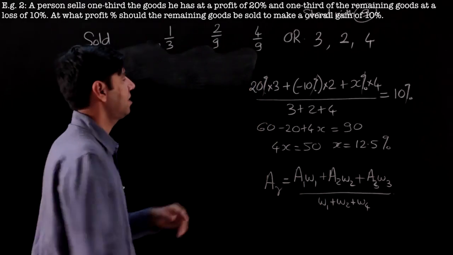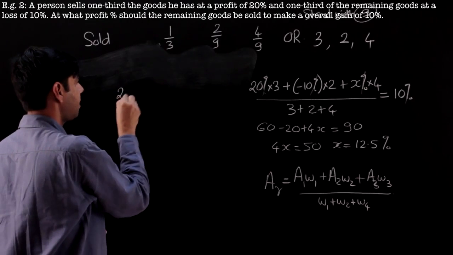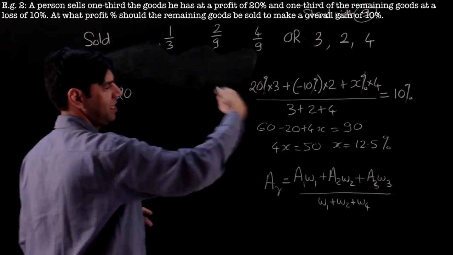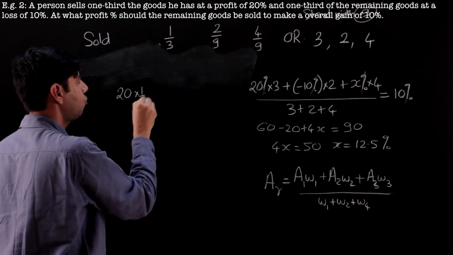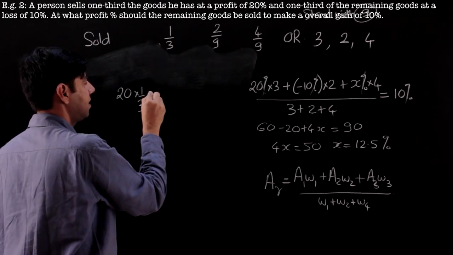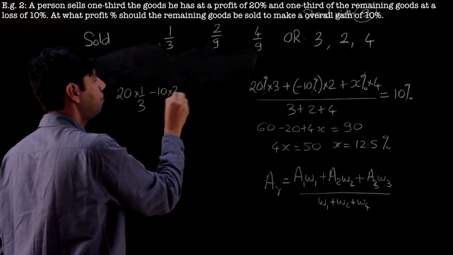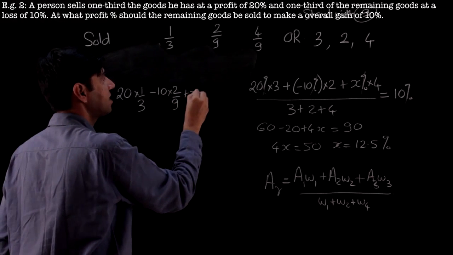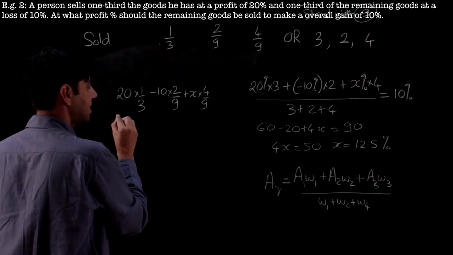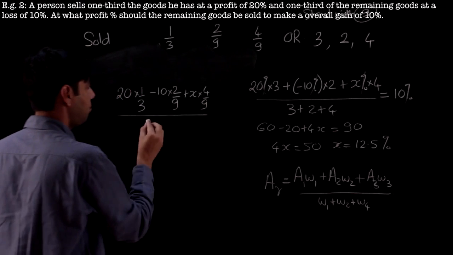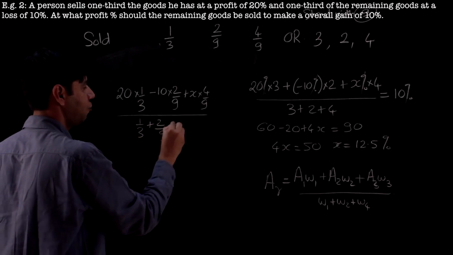If I would have worked this question on fractions, it would look like this. 20%. We have seen here that the percent sign will appear in all the terms, I am just ignoring it. 20 into 1 by 3. The plus is going to become a minus here because there's a minus 10% into 2 by 9, plus x into 4 by 9, over the sum of weights. The sum of weights here is going to be 1 by 3 plus 2 by 9 plus 4 by 9.